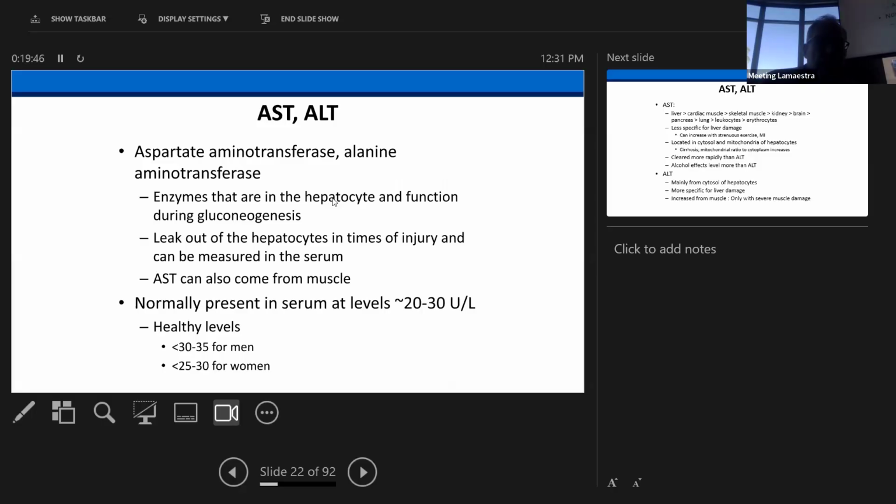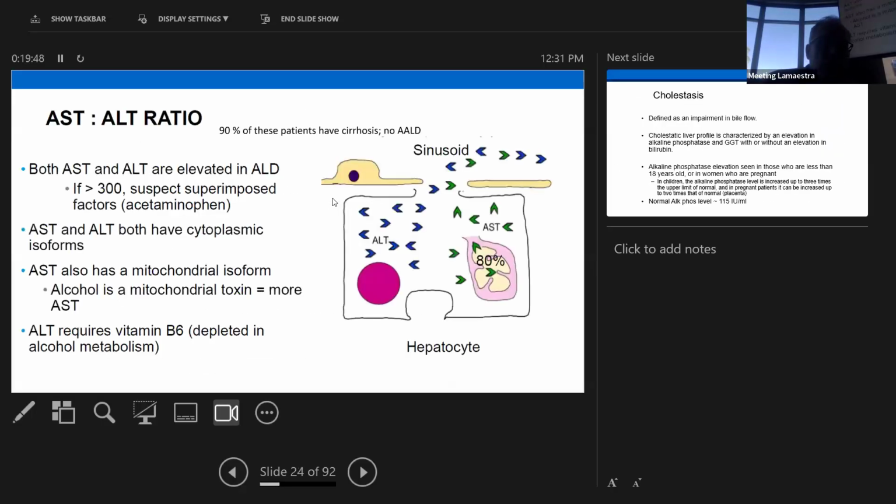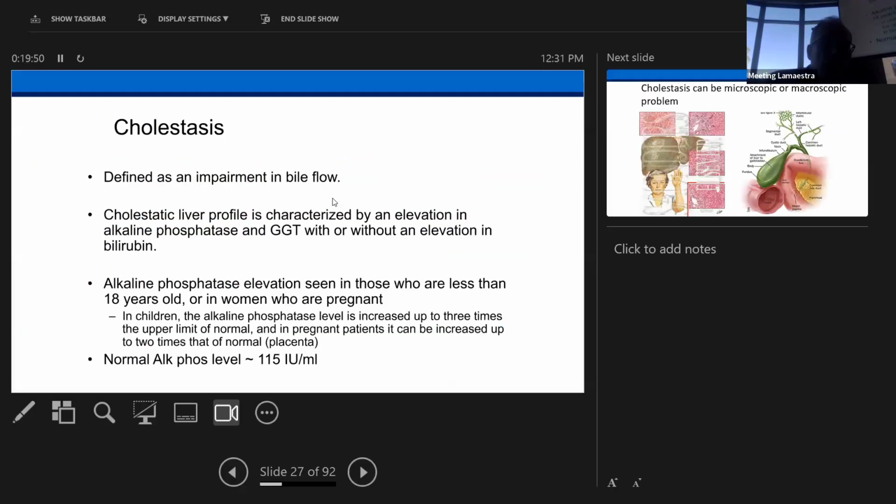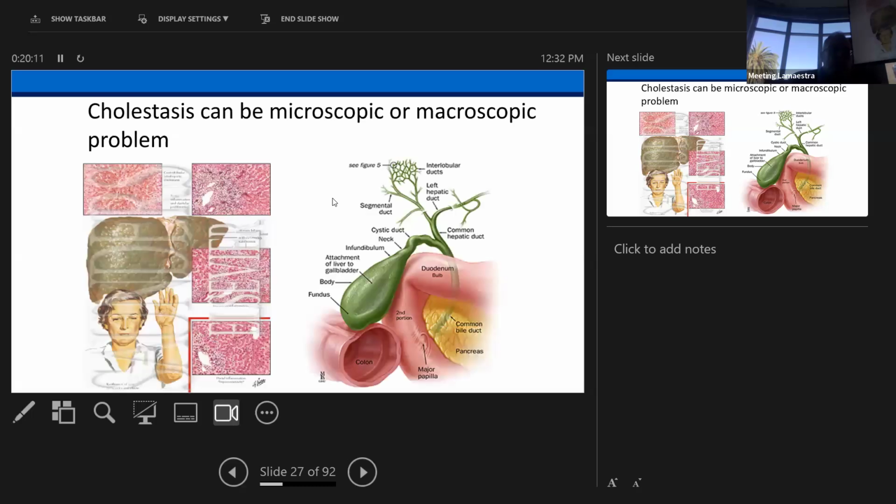Talked about AST and ALT, just a little bit more data here. Ratio we talked about. Cholestasis is an impairment in bile flow. Typically, GGT and ALP move together, but alkaline phosphatase is very high in children, adolescents. It's very high in women who are pregnant. Healthy, normal alkaline phosphatase is less than 115.